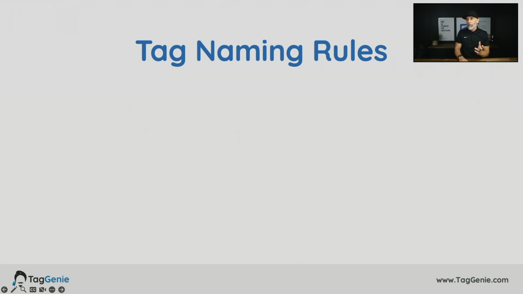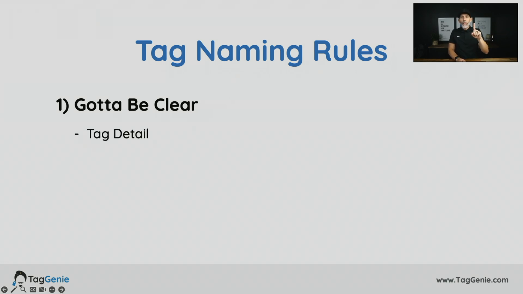And I talked about this in the first part of the training. The first thing that has to happen when we decide how we're going to name our tags is that our tag names have to be clear. And there's 3 pieces of information that have to be immediately obvious for every single tag that we either have right now or that we create in the future. Number 1, the tag detail. What is the tag itself? Number 2, which tag group does this live in? Which tag group is this tag a part of? And then number 3, which type of tag is this? That's got to be immediately clear.